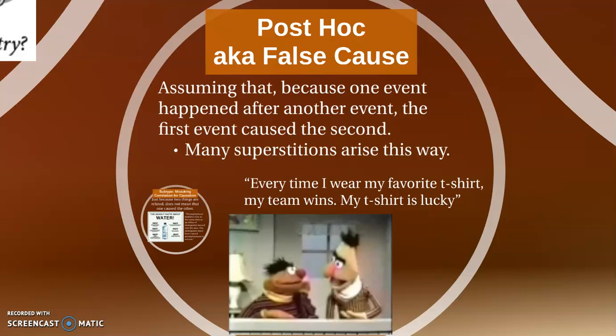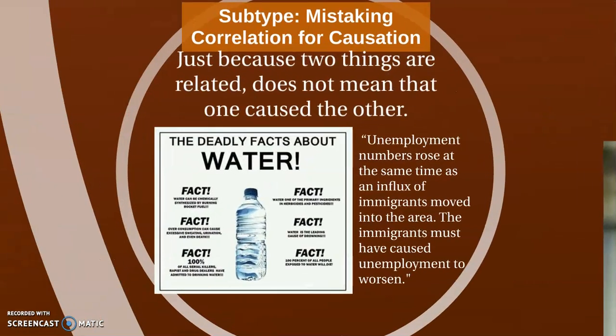There's a video here. The second part of this video does a good job of explaining the post hoc or false cause fallacy. Related to that is mistaking correlation for causation. Correlation just means relatedness, and causation means that something is causing the other. So just because two things are related, that does not mean that one of them causes the other.